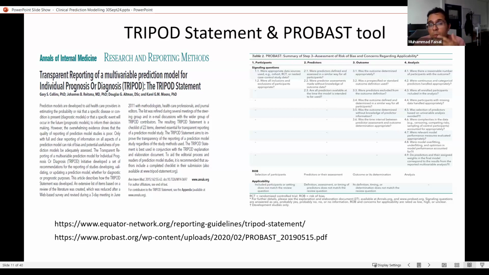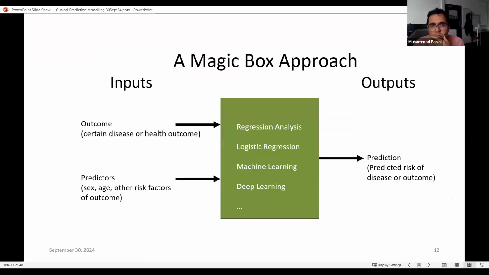And there is the PROBAST tool as well, to identify where the bias is coming from. It may be about the outcome, about the input predictors, or about the question being asked. Maybe the question is different, a causal question rather than a prediction one. So there are a lot of sources where bias can be introduced.